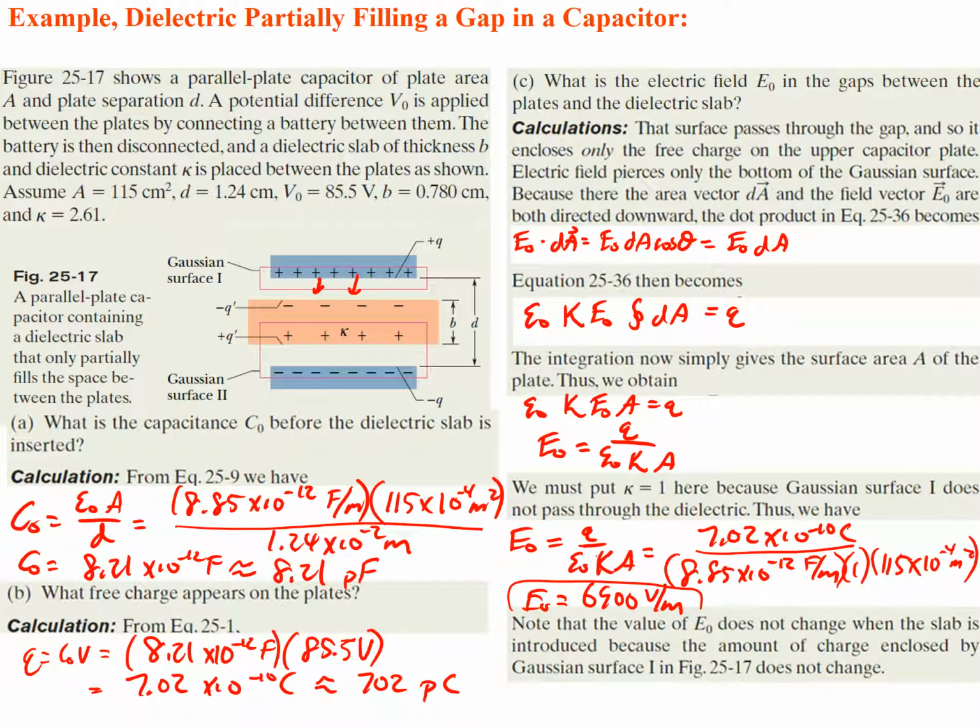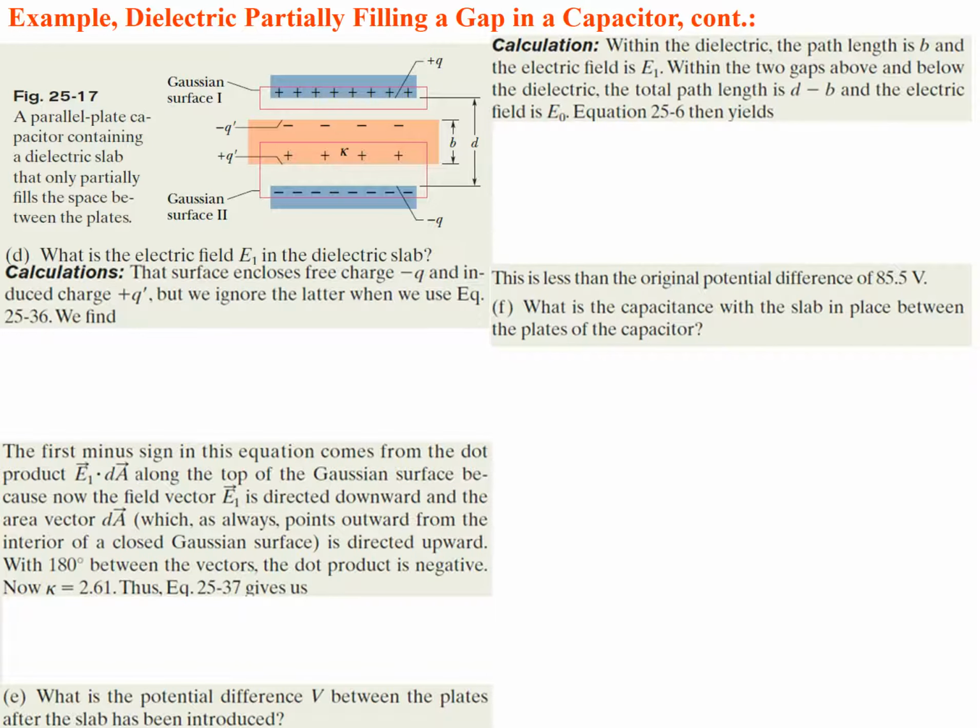Now, note that the value of E naught does not change when the slab is introduced because the amount of charge enclosed by this Gaussian surface does not change. All right, so this electric field is going to be the same whether the slab was there or not. All right, so continuing on with this example. So what's the electric field E1 in the dielectric slab? So if we're trying to find the electric field inside the slab now, we're going to want to use this lower Gaussian surface that we created here, the second one.